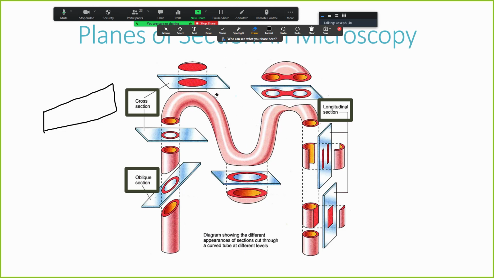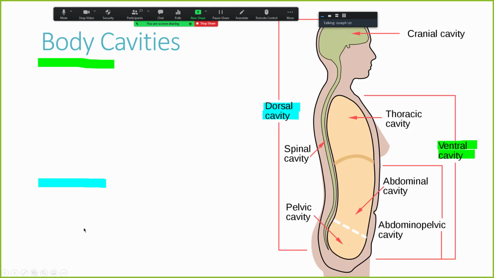So when you do look at those histology images later on, don't feel confused. Always ask yourself what you're looking at first, and then consider what kind of plane that might have been cut to create that slide. Okay, so there's a lot to think about.